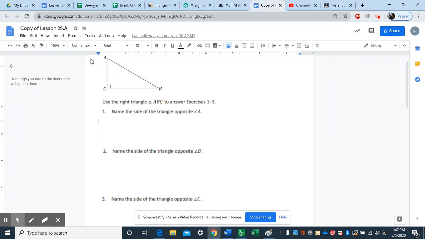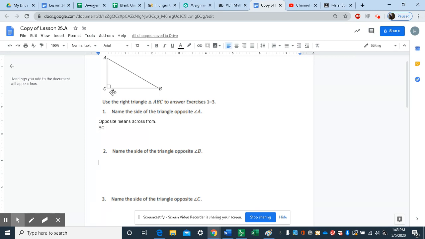Our first step is to locate angle A, which is up here in the top left corner. Now we're going to look across the triangle to the side that is opposite of angle A. Opposite means across from. If you're having difficulty remembering which side is opposite, it's the one that's straight across the triangle. So the side of the triangle that is opposite angle A is BC.